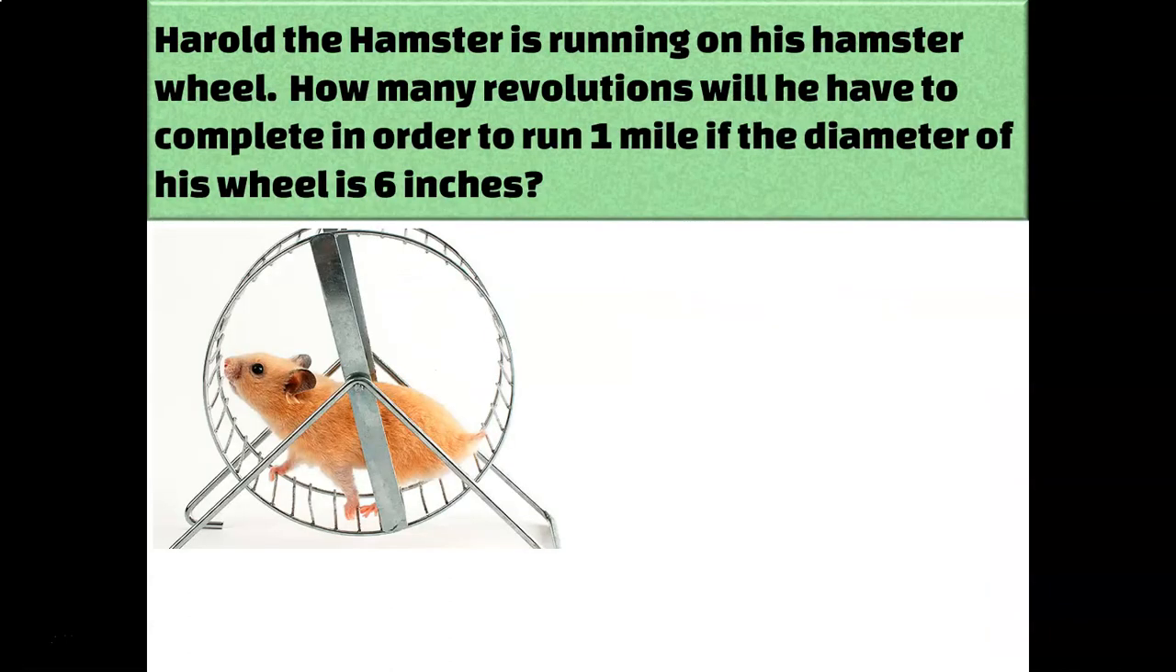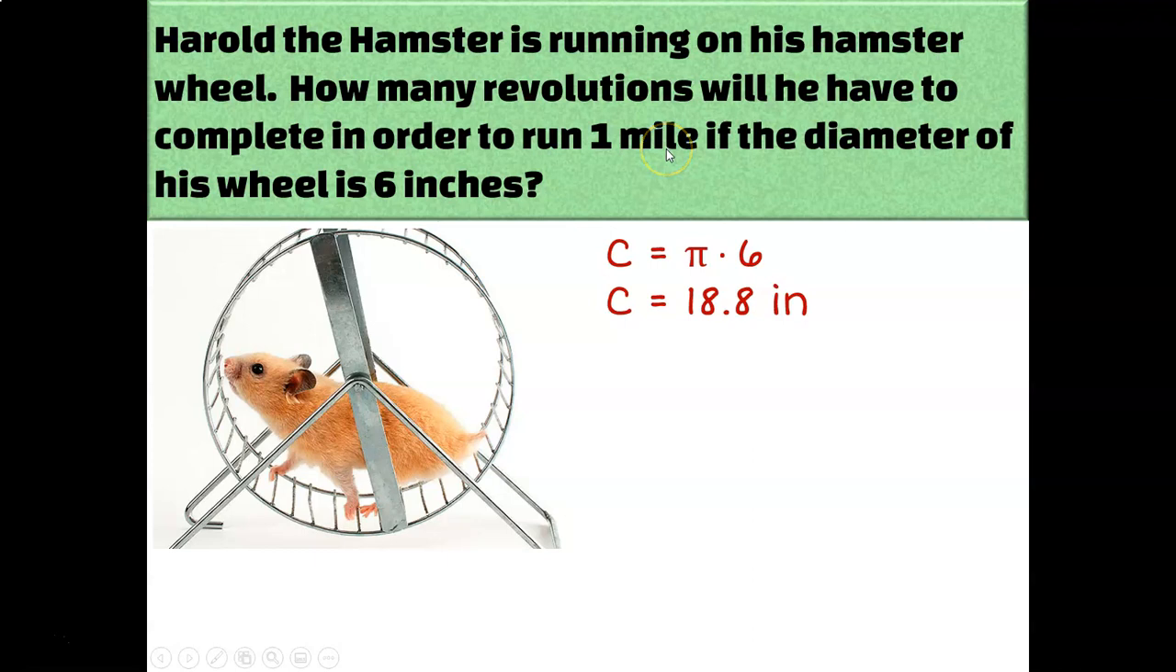And we can expand that for this little hamster right here. Harold the hamster is running on his hamster wheel. How many revolutions will he have to complete in order to run 1 mile if the diameter of his hamster wheel is 6 inches? Well, first let's find the circumference of his hamster wheel. Since I know the diameter, I'll use c equals pi d, so c equals 6 pi. So the circumference of his little hamster wheel is about 18.8 inches.